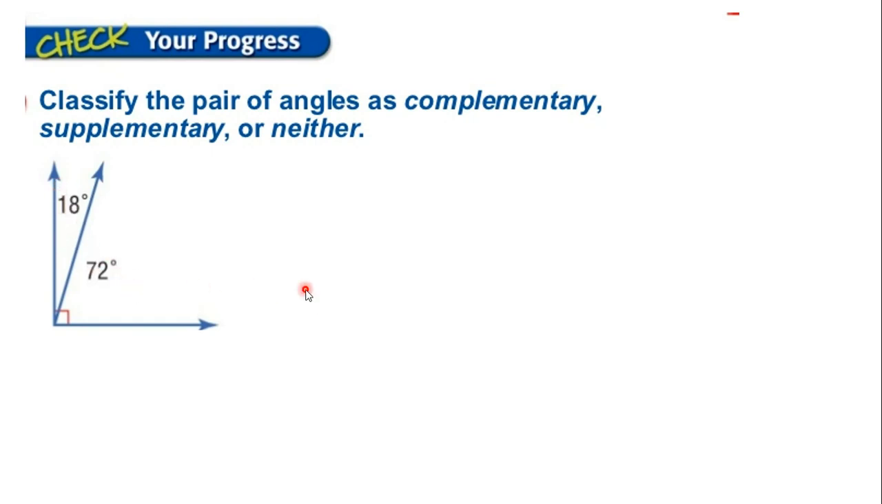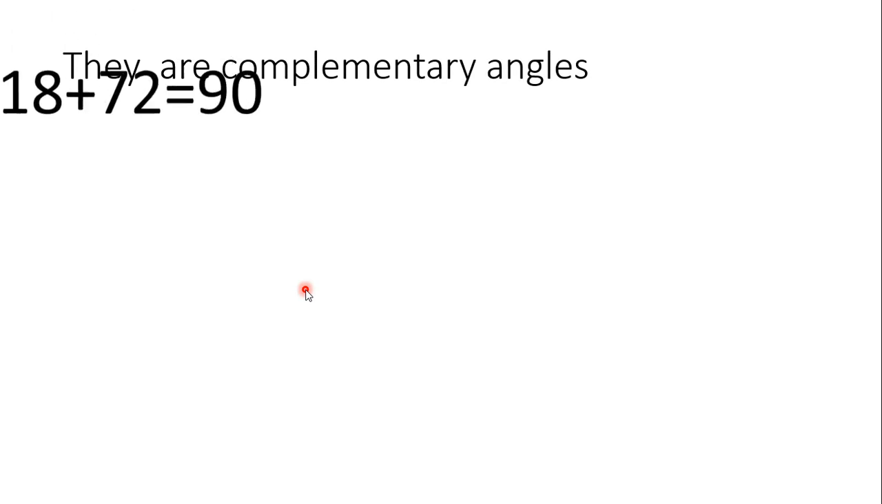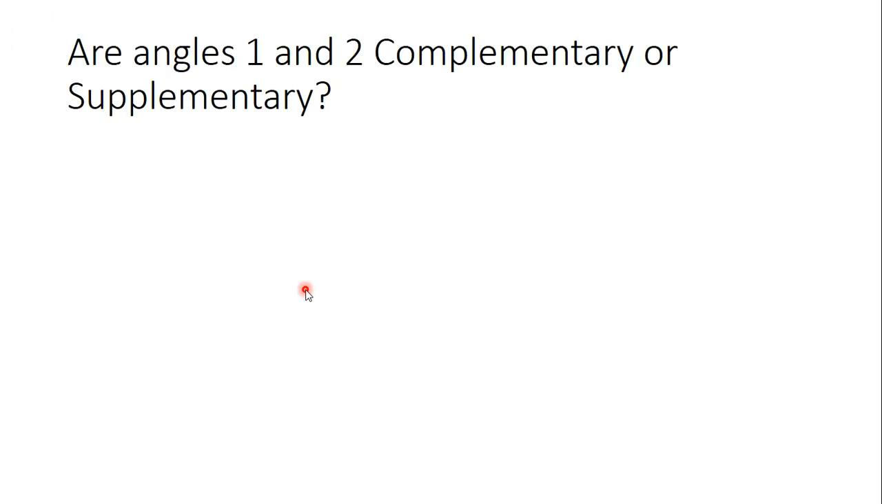Are angles 1 and 2 complementary or supplementary? 1 and 2 are supplementary because they form a straight angle. So if I add the sum of their measures, it's gonna be 180 degrees. So they are supplementary angles.